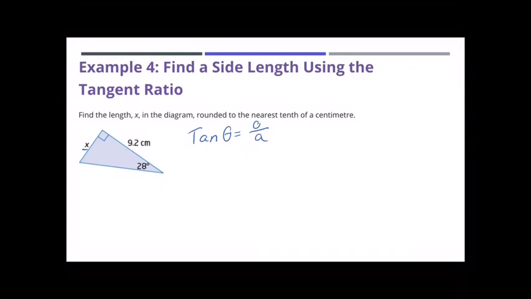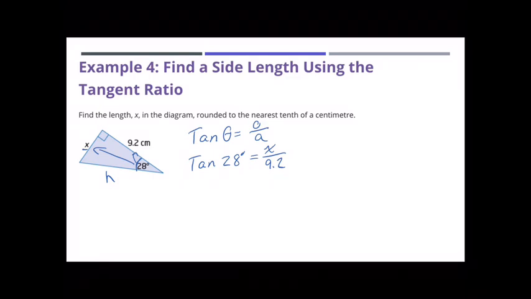So what information do we have? We know this is the hypotenuse. We know this is the angle, so we know what theta is. It's 28 degrees. We don't know what the opposite is, because that's our x. But we do know what our adjacent is. So we fill in our information.